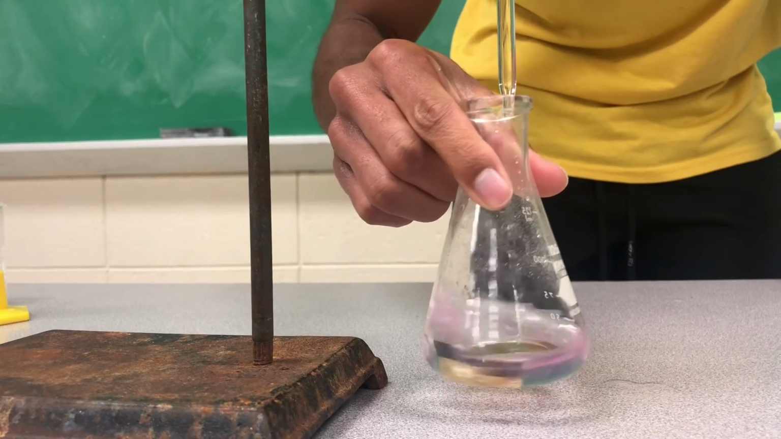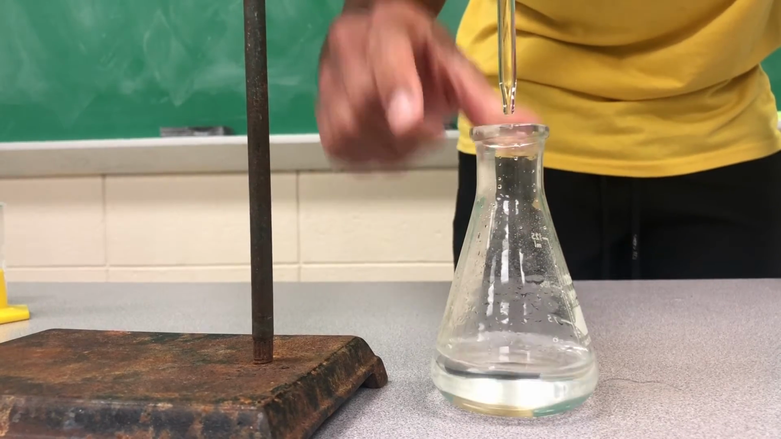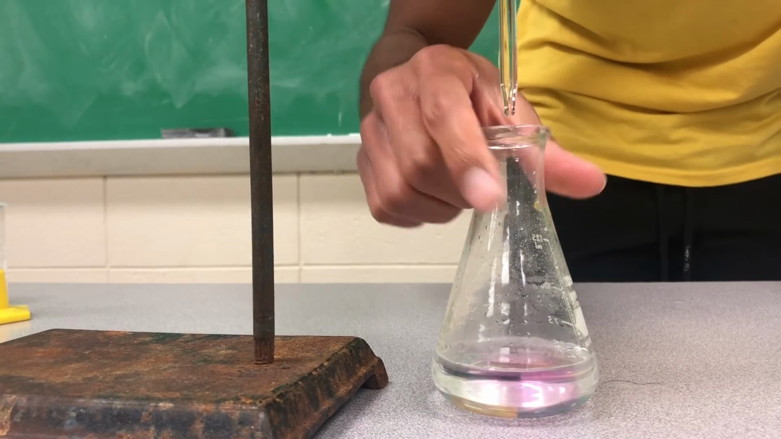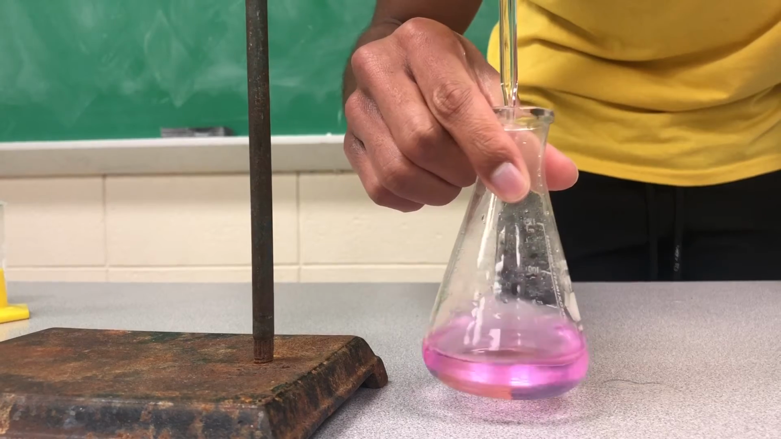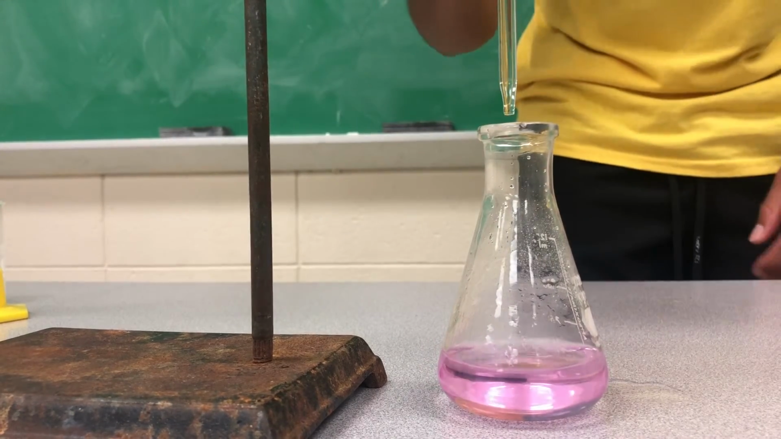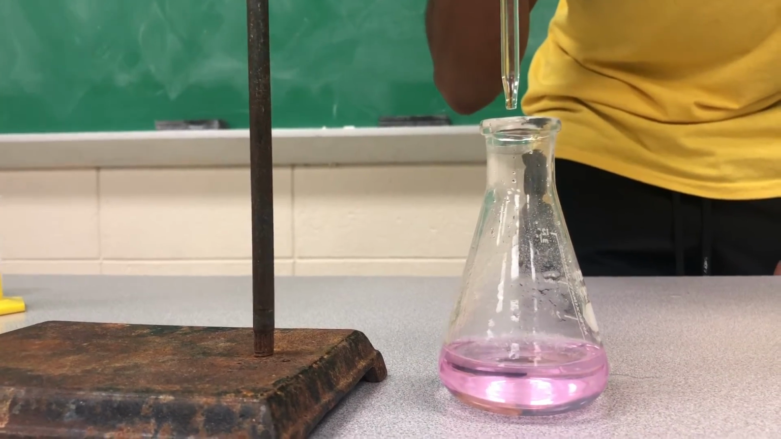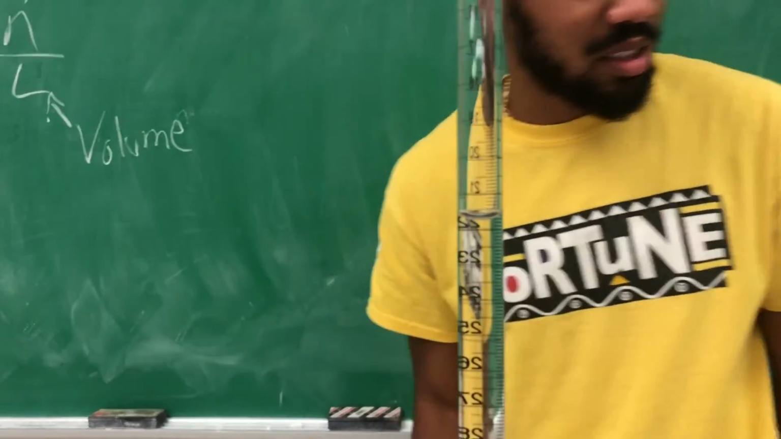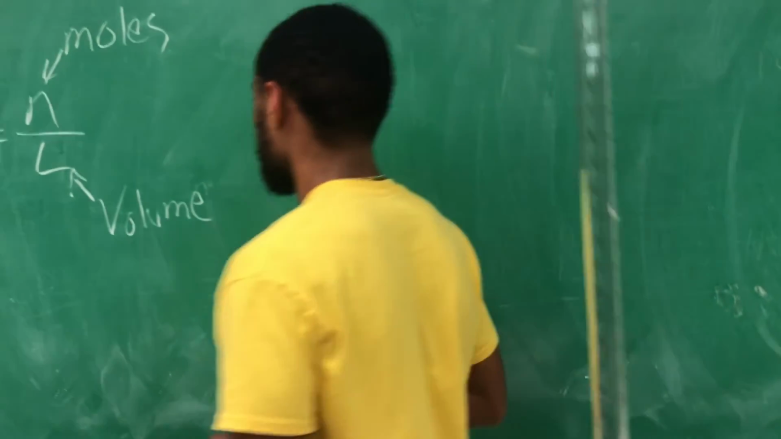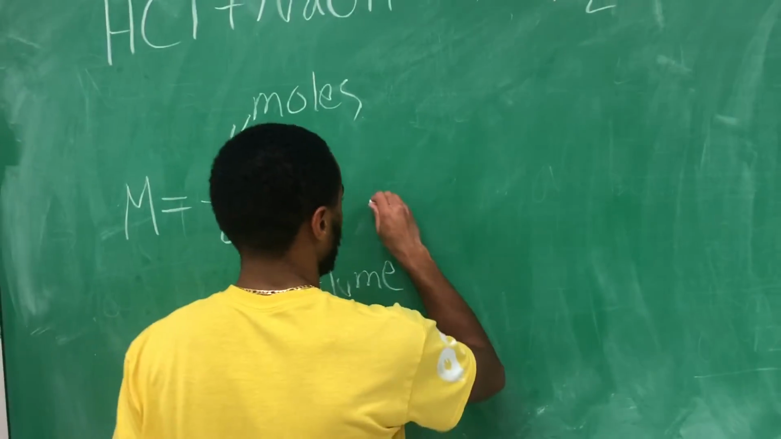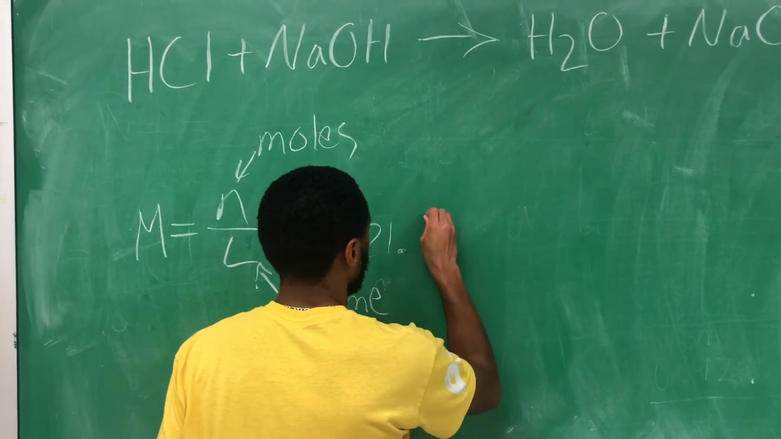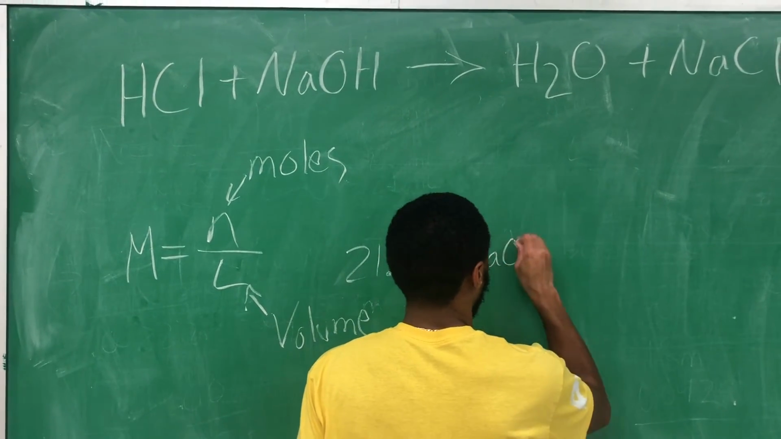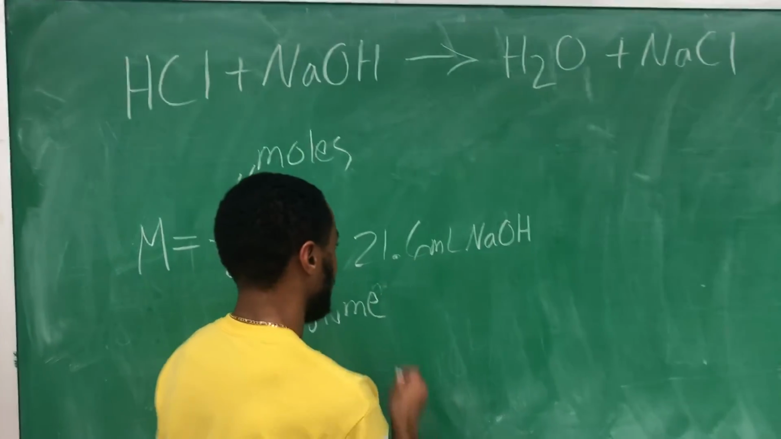This might be it. All right, here we go. We see it staying pink. And so at this point, it is at 21.6. 21.6 milliliters is how much it took, and this is of NaOH.